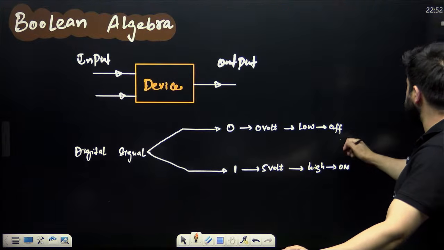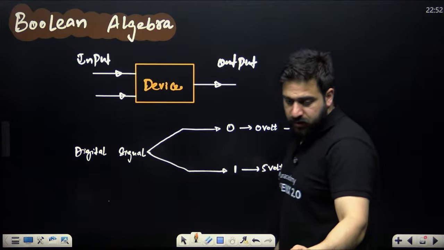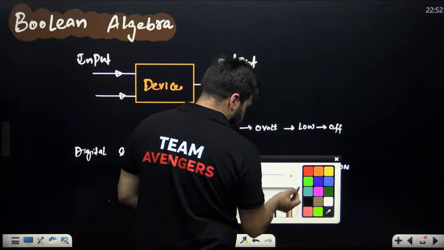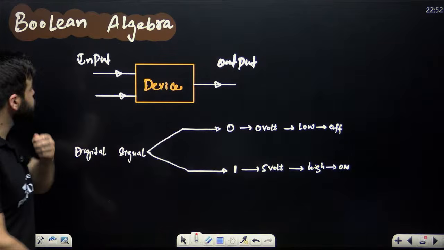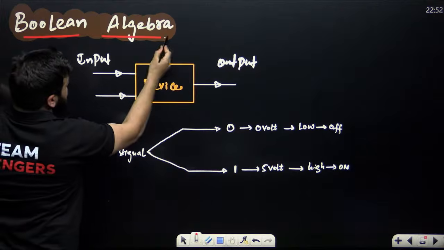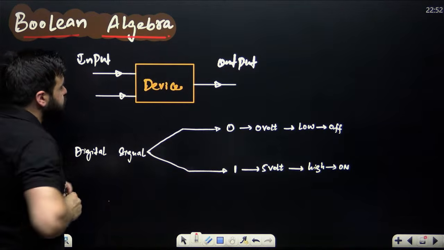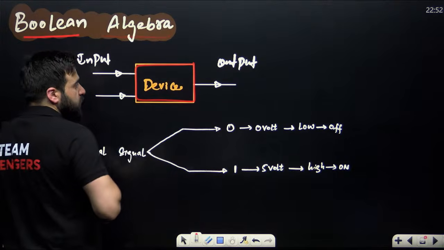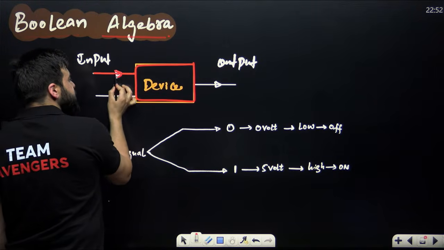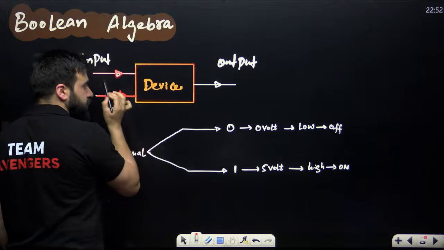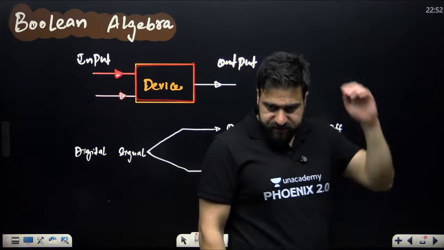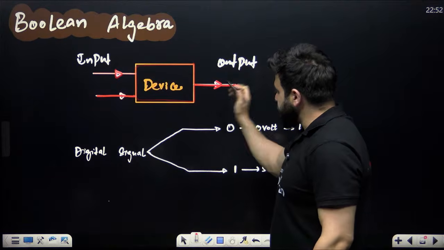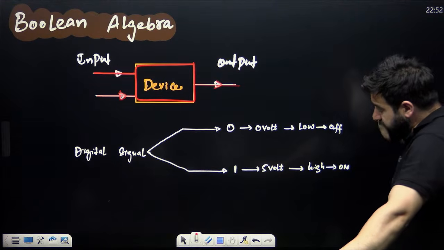Now comes the Boolean algebra. Now guys, take a look. When it comes to Boolean algebra, I would want you guys to understand this particular thing. Listen carefully. We have a device which takes certain inputs and it produces the output.